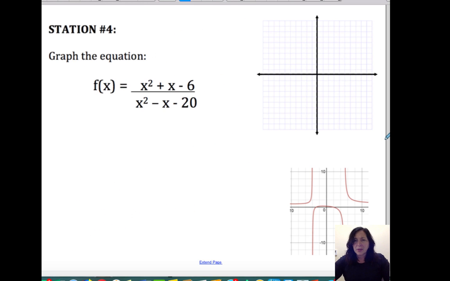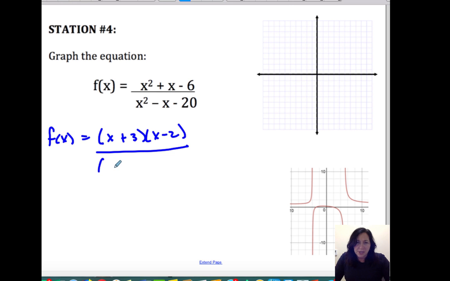Okay. The next question says, graph this equation. So I see my answer already there. So we're going to go f of x is equal to, I need a factor. So we have x, I'm going to say plus 3. We have x minus 2 over this value here, which is going to be x, I'm going to guess it's minus 5, and then x plus 4.